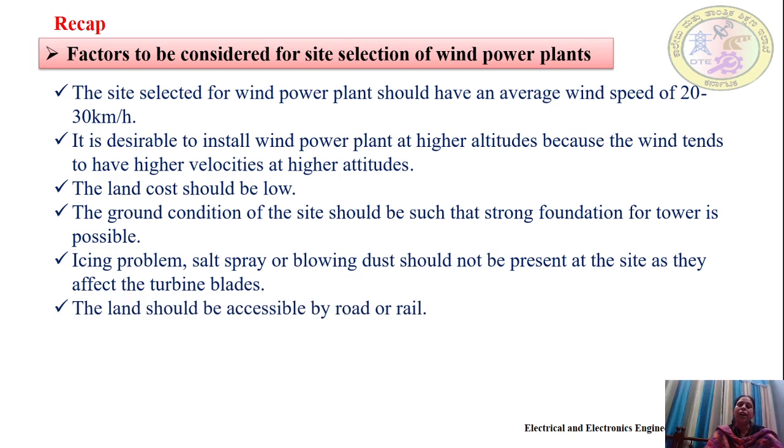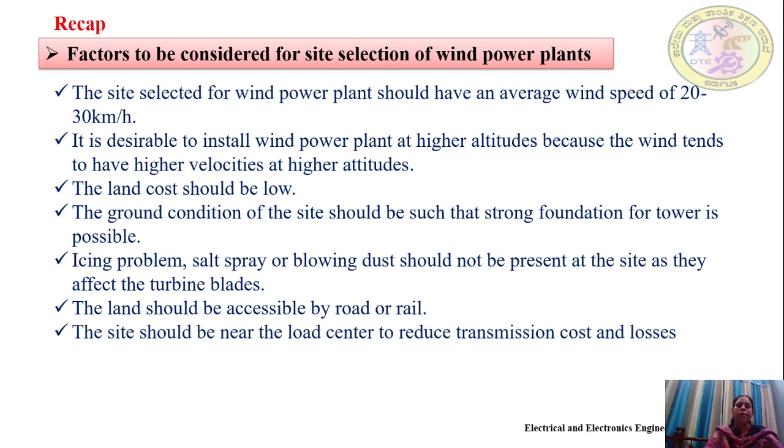The land should be accessible by road or rail. This is also an important point. Wherever we are considering the factors for any power plant, this is a very important point. In order to carry the machineries and extra things for the construction of the power plant, we need access. The land whichever we have selected should be accessible by road or rail. The site should be near to the load center. This is because in order to reduce the transmission cost and losses.